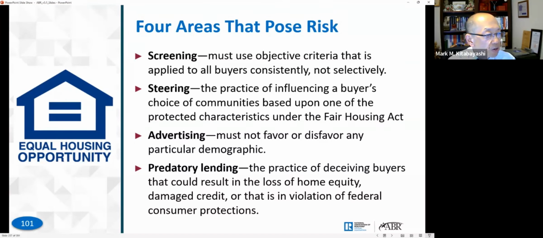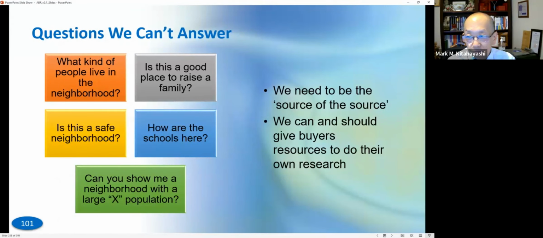So the US is very, very strict on what you can and cannot use in advertisement before you get into trouble. And the maximum penalty you could get for a fair housing violation is a violation of discrimination in the United States, and that could be a federal felony offense. It could be a fine. You could lose your license, or you could even go to jail in the United States. So it's a very, very serious item in the United States. So these are some of the questions we cannot answer.